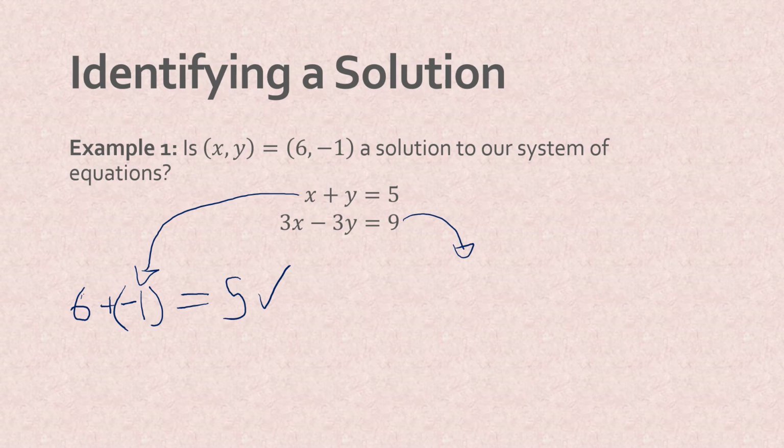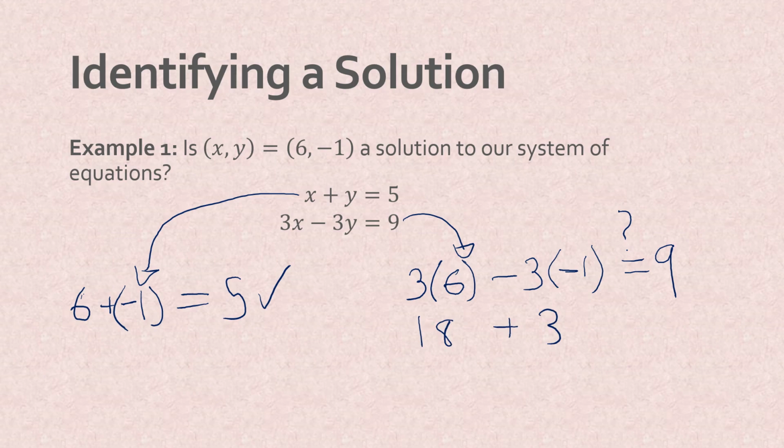Now when we go to see about the second equation, and we plug in x to be 6, and we plug in y to be negative 1, and we ask ourselves, does that actually equal 9? We could see that it doesn't. It turns out to be 18 plus 3, which is 21, but that doesn't really matter. What matters is that it doesn't equal 9. So is 6, negative 1 a solution? No. 6, negative 1 is not a solution. It does make the first equation true, but not the second.